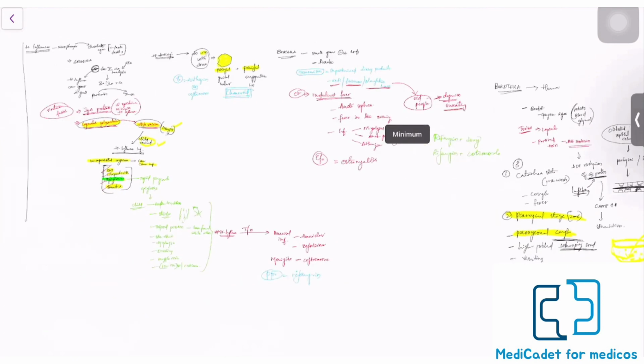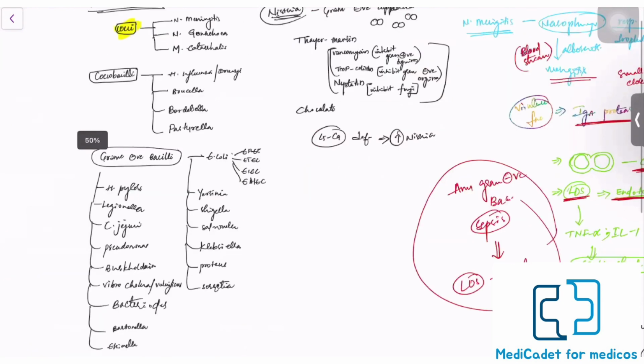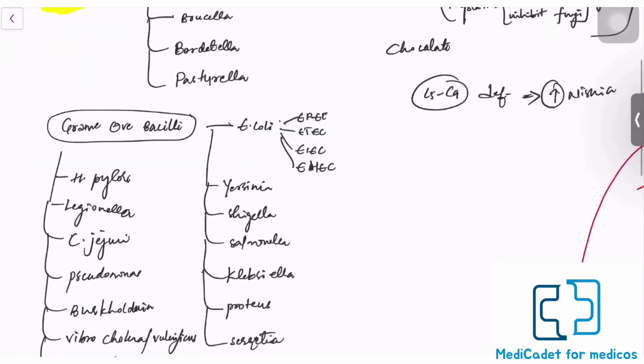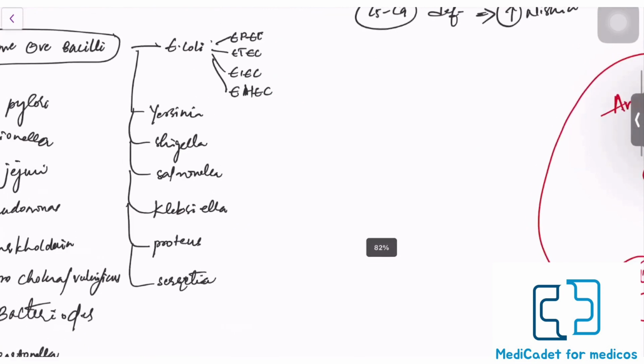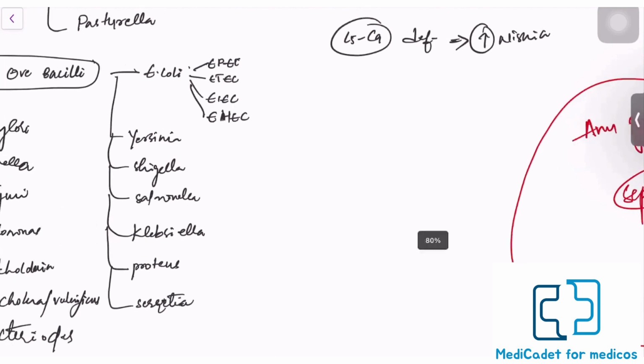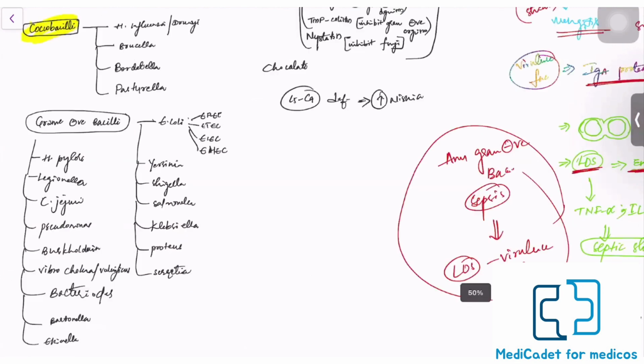Okay, so we'll move to the next part, where we finished off cocci and coccobacilli. Now we'll discuss the gram-negative bacilli. I'll start with this segment, which has E. coli, Yersinia, Shigella, Salmonella, Klebsiella, Proteus, and Serratia. They all have similar virulence factors, and they belong to the same family, Enterobacteriaceae. So we'll discuss all of them once.